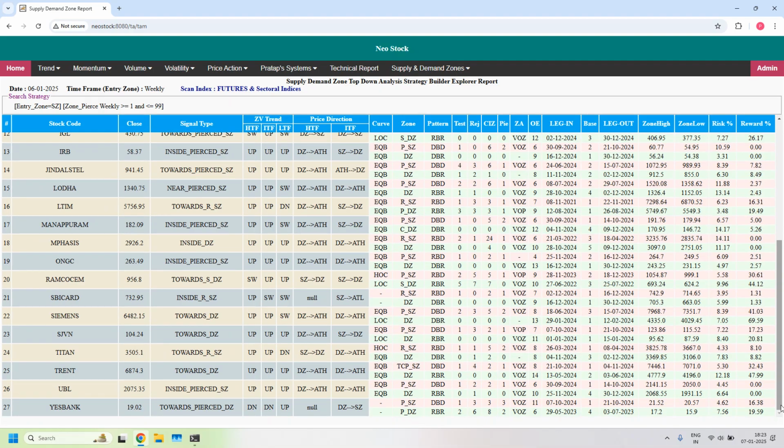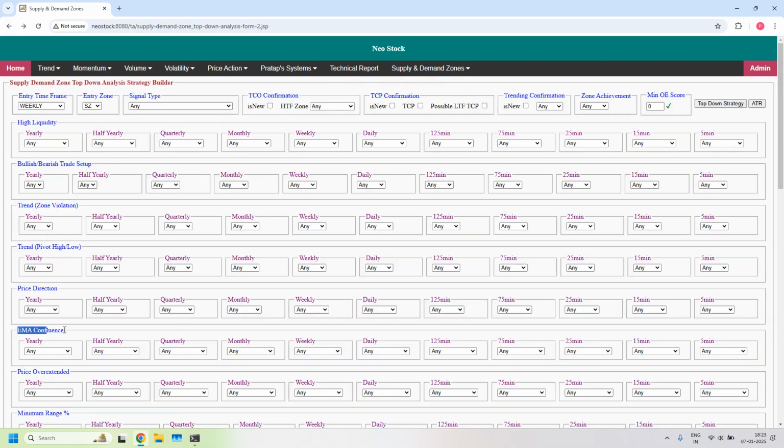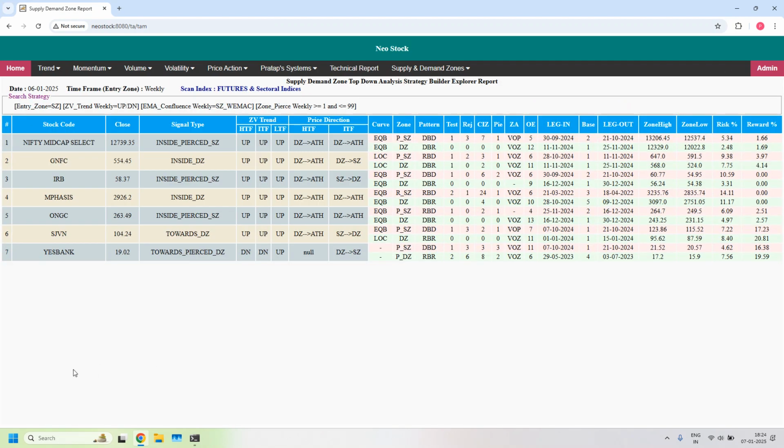Okay, let us filter how many of these weekly supply zones, pierced supply zones are having weekly EMA Confluence. In the EMA Confluence, weekly time frame, weekly supply zone with weekly EMA, and the trend on weekly time frame should not be sideways, it can be up or down. Let's filter. We have 7 stocks. Okay, this is about weekly time frame.